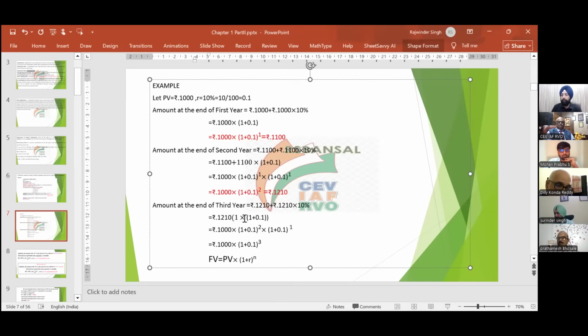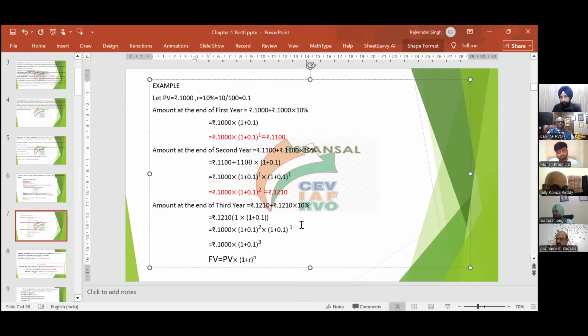1 plus 0.01. So instead of 1210, you can write 1000 into 1 plus 0.01 raised to power 2. And already 1 plus 0.01 raised to power 1 is there. It will be 1000 into 1 plus 0.01 raised to power 3. So in the first year it is 1 plus 0.01 raised to power 1, in the second year it is 1.01 raised to power 2, and in the third year it is 1 plus 0.01 raised to power 3.